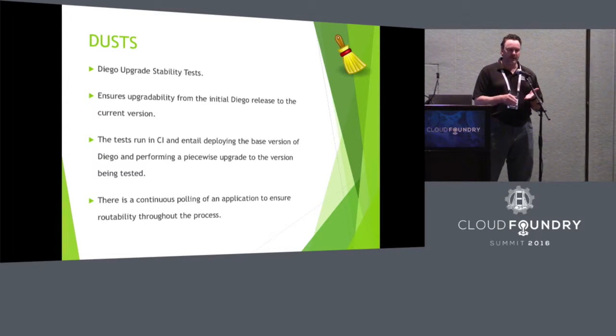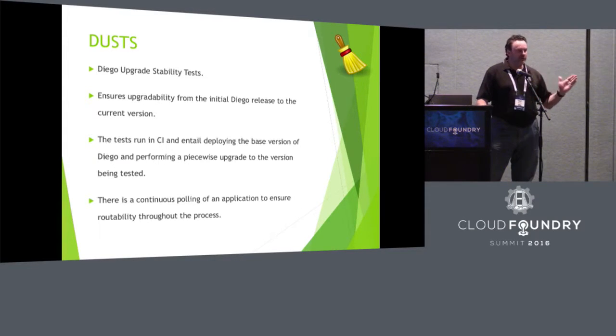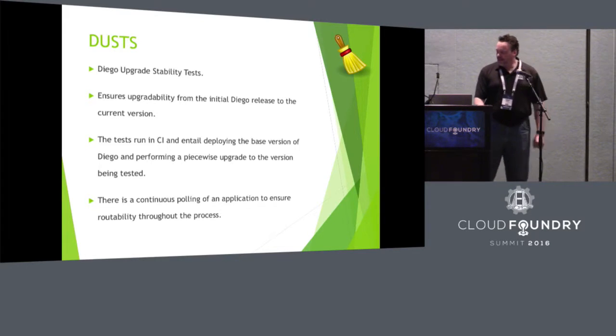So at each step, we want to make sure that the app that we pushed at the very start is continually routable. Well, there are some minor exceptions when we know that it won't be routable, like when we're upgrading CF. But in general, most of the time, we want to make sure that we can still route to that application. And then also at each step of the upgrade process, we will also do a simple smoke test to make sure that everything is still running as we expected it.